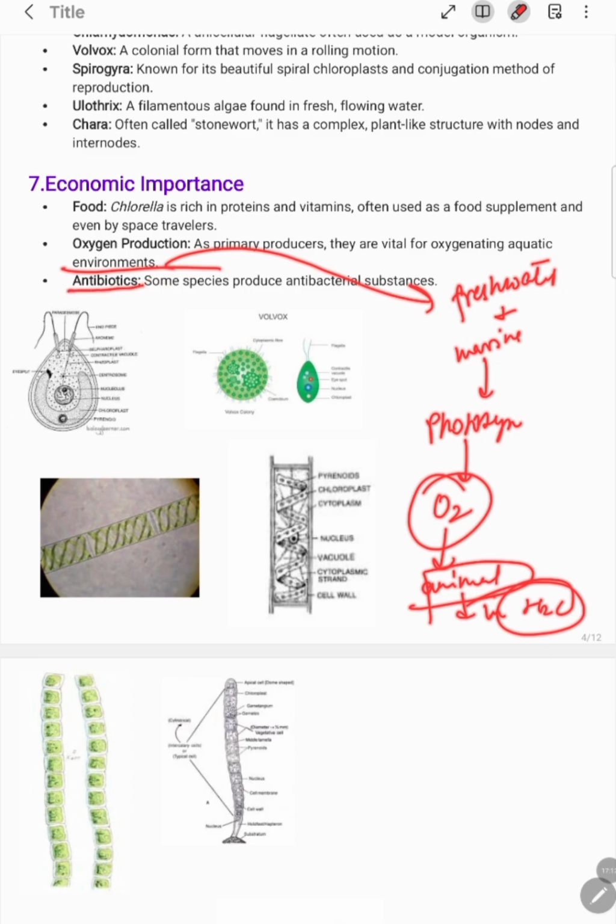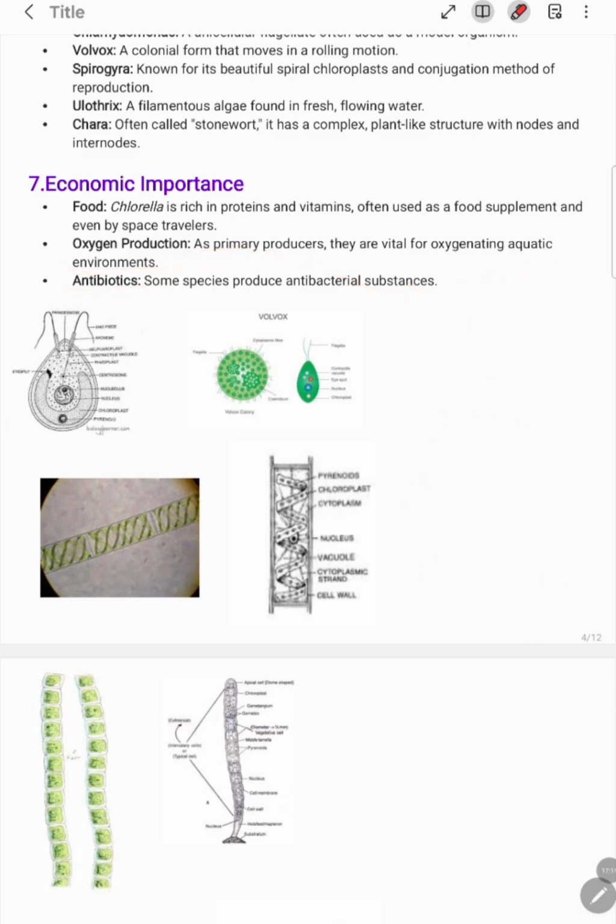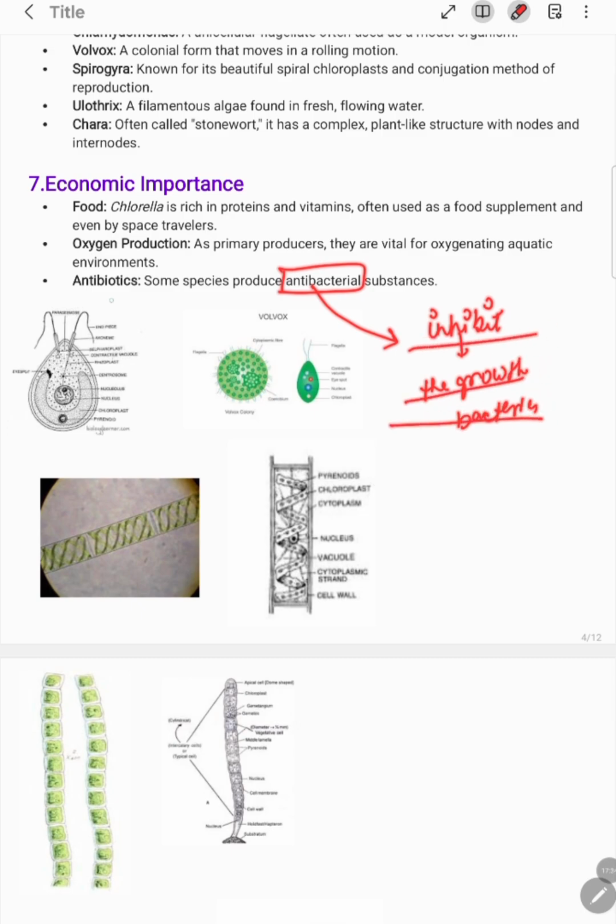Apart from that, they are also used in antibiotics. Okay, some species produce antibacterial substances. Antibacterial meaning they inhibit, मतलब रोकना, the growth of bacteria, hence they are known as antibacterial. Okay, so there are certain species which produce antibacterial substances.